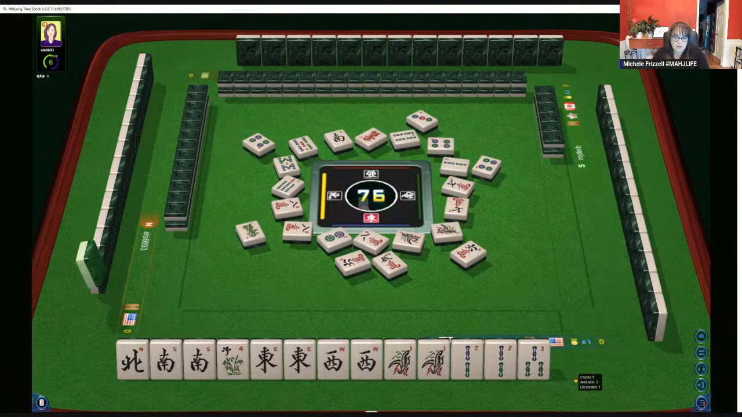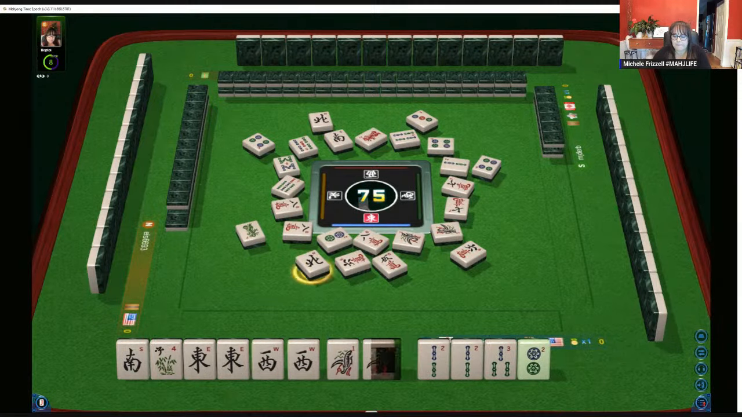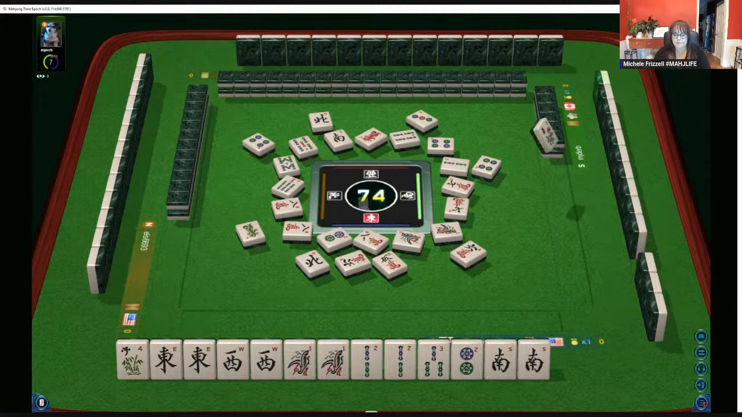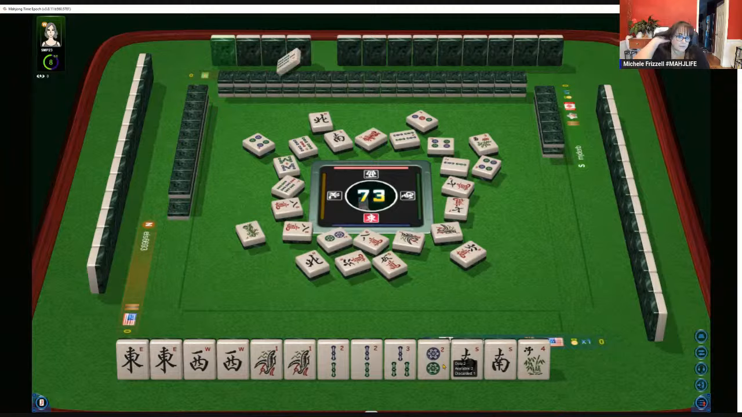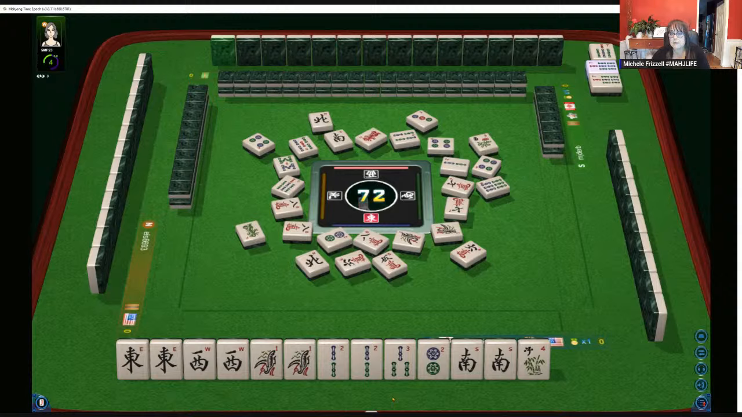Four dots. North wind. All right, let's let north and south go. North wind. Flower. Okay, there's a hesitation on the flower. That's really not smart to hold on to. We're going to let the flower go. We're not going to need it. We have enough of a hand, I think, to dig in with it. Dig it. We can dig it. Seven dots.